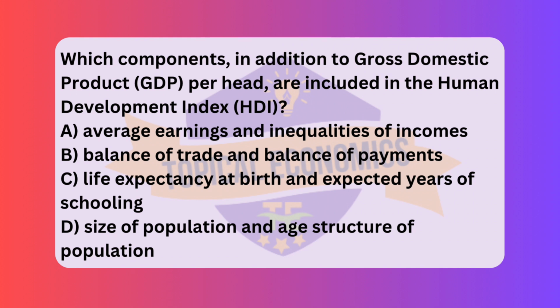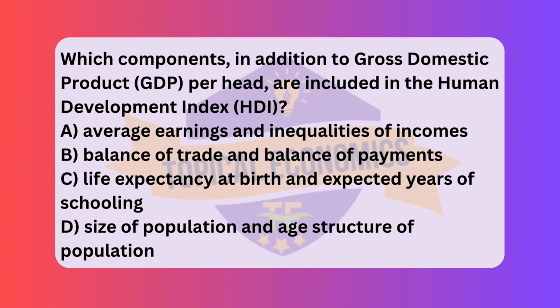Analysis. The other options. Option A. Average earnings and inequalities of incomes. While income is considered through GNI per capita, the HDI does not directly incorporate income inequality or specific earnings data. The index focuses on the general economic standard, GNI per capita, rather than the distribution of wealth.